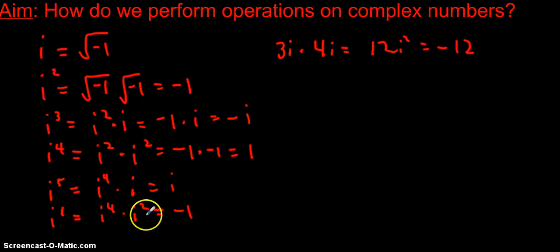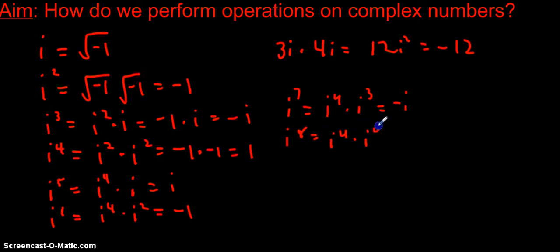And this repeats. So i to the seventh is equal to i to the fourth times i to the third, which, as we saw before, was 1 times negative i, which is negative i. i to the 8th is equal to i to the 4th times i to the 4th, which is equal to 1.